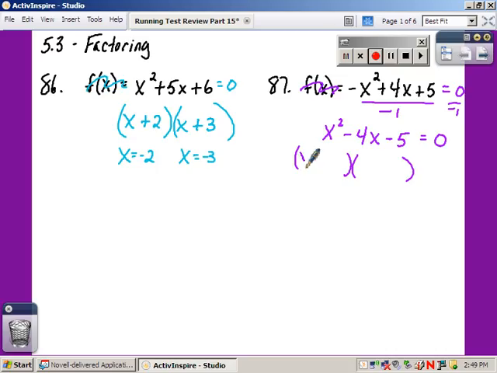And it's going to be x and x. Again, 2 numbers that multiply to give me negative 5, and at the same time add to give me negative 4. I think that's going to be negative 5 and positive 1. Sometimes you just got to think about that and try a few until they work. So this means positive 5 is an answer, and negative 1.